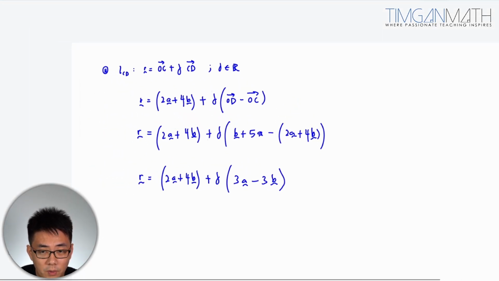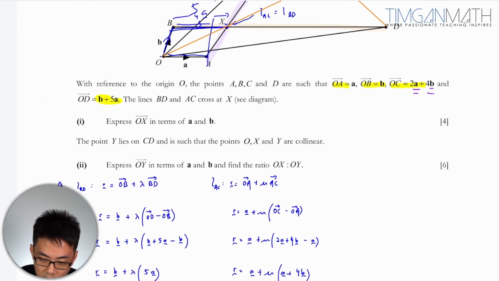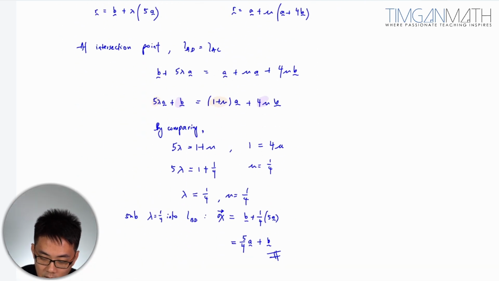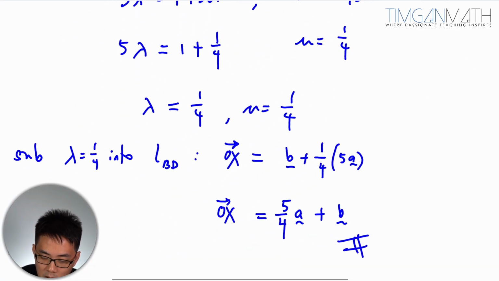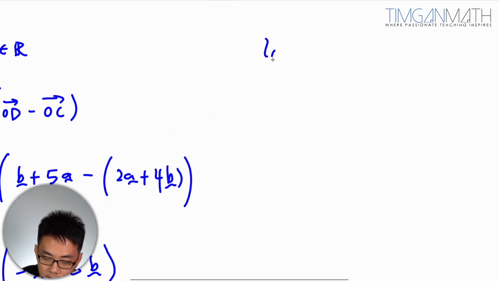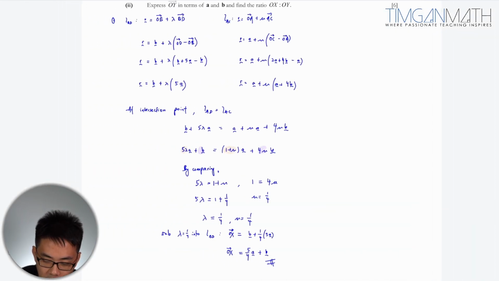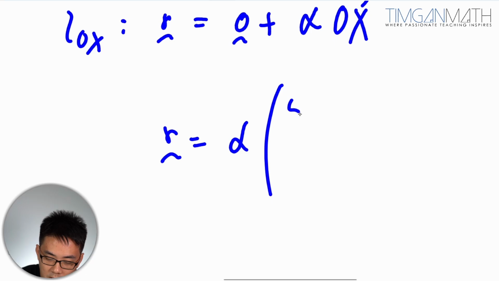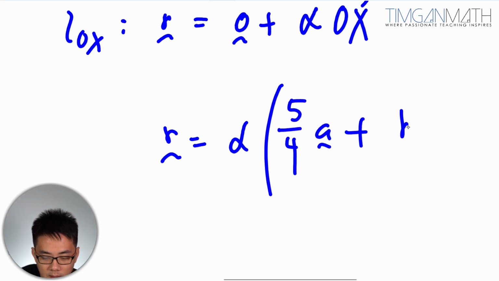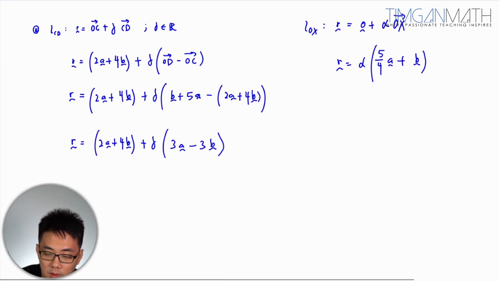Now OX, we already found OX, right? We can have the line of OX because we already found OX here. This is our OX here. So OX is just line OX. Of course, the easiest is just use the origin plus lambda, gamma, gamma. I'm going to use alpha. Okay, OX. So R is just alpha, the 5 over 4A plus B. So this is 5 over 4A plus B. Alright, there you go. So now we can just compare.